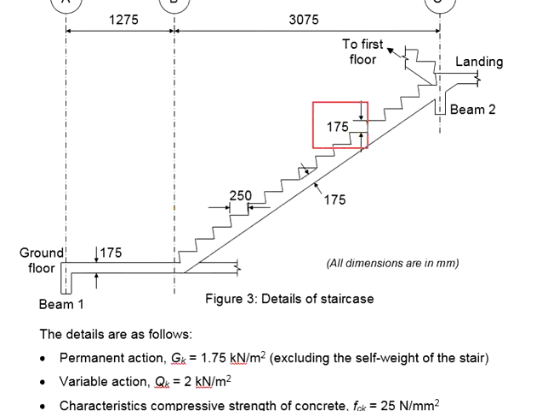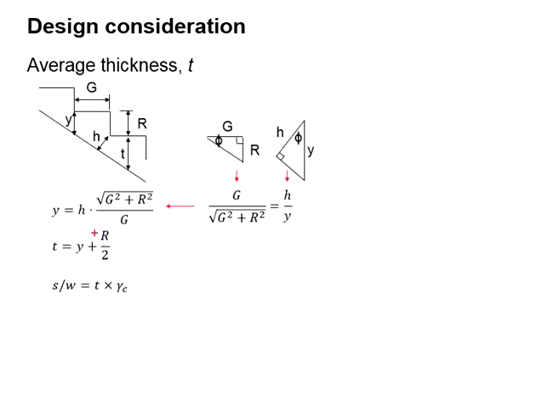The height of the riser is given. You can take R equals 175. Now you will need to get the y here. y referring to the height of this. In order for you to get the y, you can derive it based on the principles of trigonometry. Imagine this is the going and the riser. You draw a straight line joining the going and the riser.